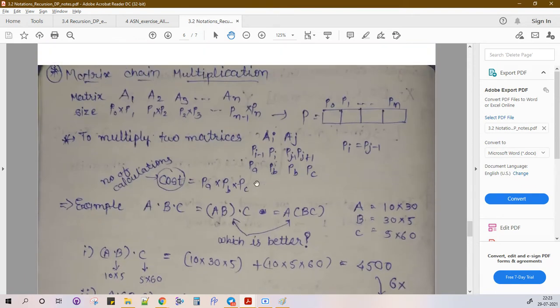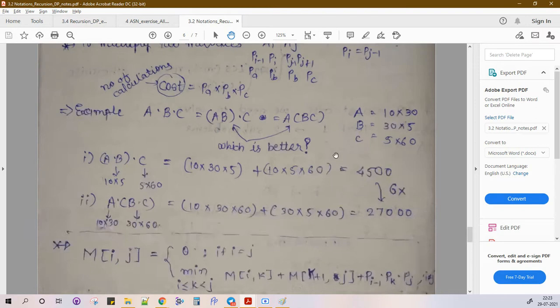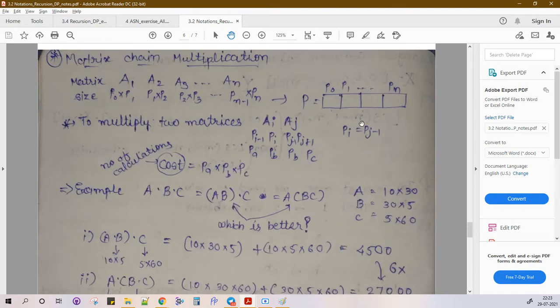Now let's jump on to these notations. So a1 is size of p0 p1, a2 is size of p1 p2, a3 is size of p2 p3. Then only we can perform this multiplication, right? To multiply two matrices, the number of columns in the first matrix should be equal to the number of rows in the next matrix, right? So p1 should be equal to p1. So this is repeating, right?